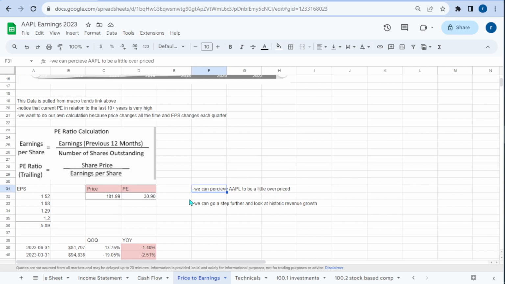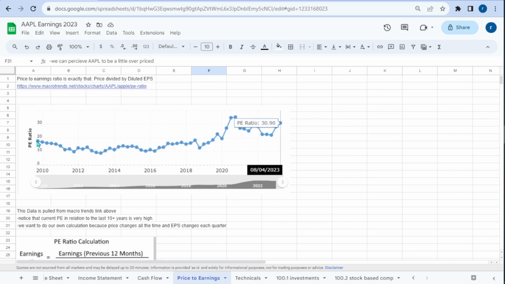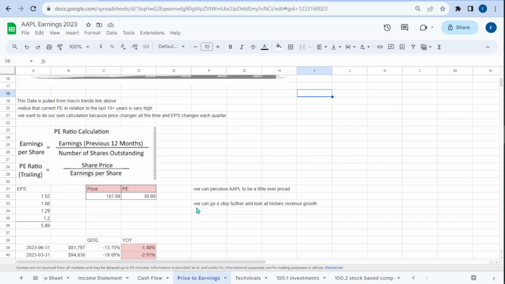Now right here we can perceive that Apple is actually a little bit overpriced because, like I said, on average this is around 15 to 20. So at 30.9, that's kind of high. And we could do one more thing. We could look a little bit further into this and look at historical revenue growth.